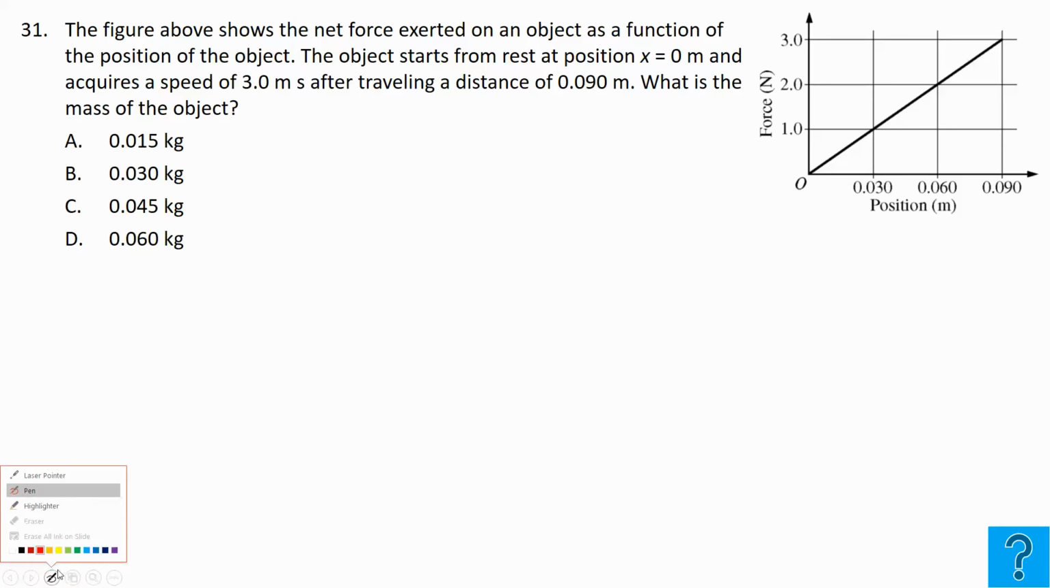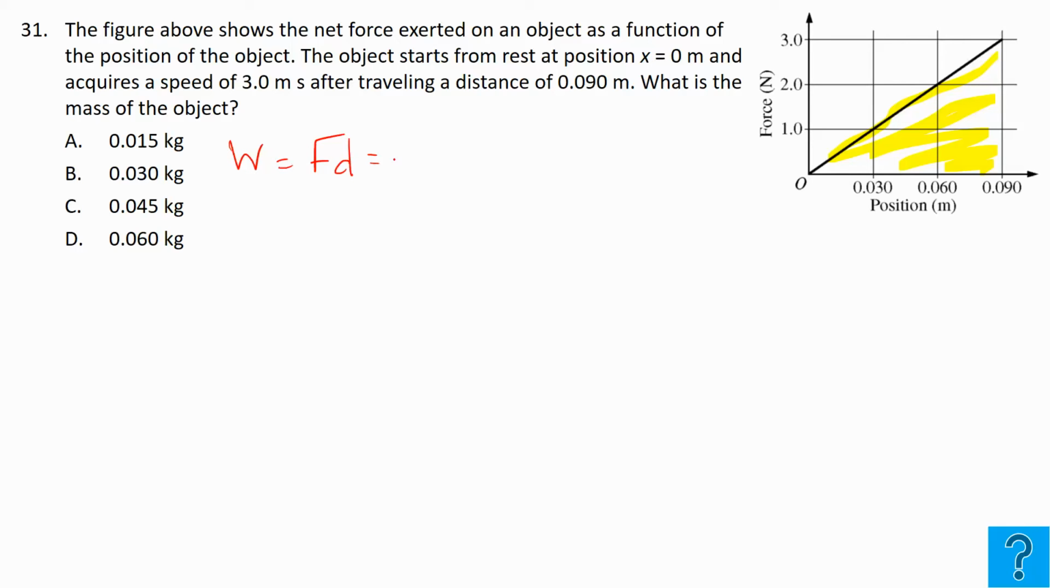This problem is fairly simple once you realize that it's all about the graph and the fact that when you are taking the area under a force versus position graph, that means you're talking about work. So work equals force times distance, or in this case, it's going to equal the area under that curve, which is 1/2 times base times height.